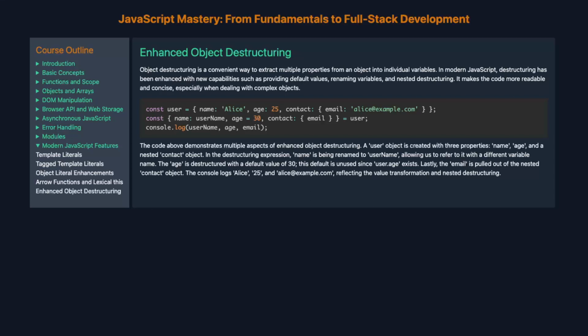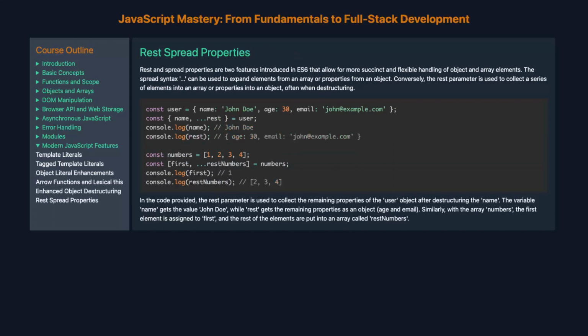A user object is created with 3 properties: name, age, and a nested contact object. In the destructuring expression, name is being renamed to username, allowing us to refer to it with a different variable name. The age is destructured with a default value of 30. This default is unused since user.age exists. Lastly, the email is pulled out of the nested contact object. The console logs Alice, 25, and alice@example.com, reflecting the value transformation and nested destructuring.